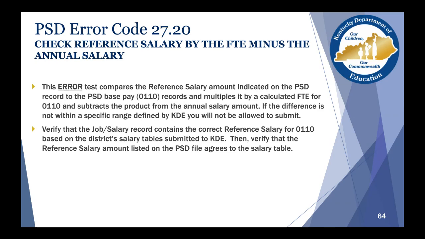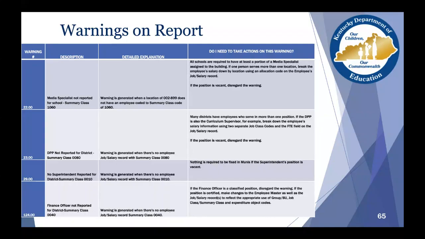And here are some warnings that you might actually receive on the PSD report. Again, you can submit with warnings, but you want to make sure that you have these things in place. So warning 22 is that you have a media specialist that is not reported for the school. You want to make sure that you have that. 23, a DPP not reported. You need a DPP reported with summary class code 0080.